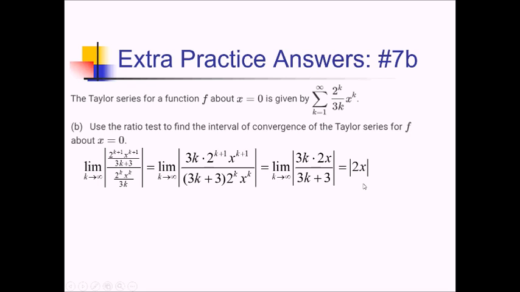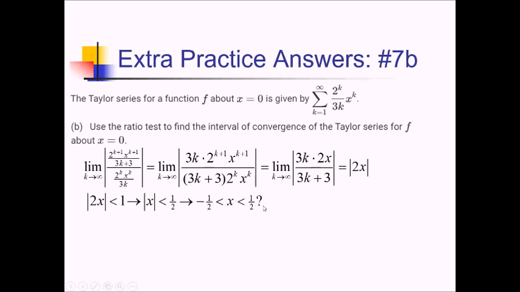Now to converge, the nth ratio, this thing right here, must be less than 1. So let's just go ahead and solve that for x. So if we divide both sides by 2 here, we have absolute value of x less than 1/2. And then, since I want the interval of convergence, I'm going to rewrite this without the absolute value. So negative 1/2 less than x less than 1/2.